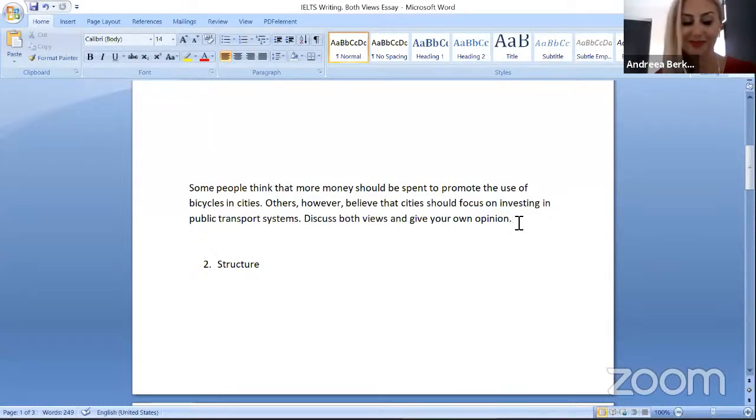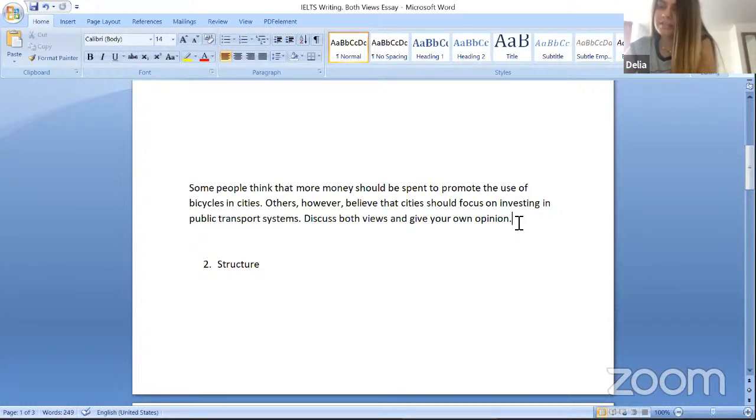Some people think that more money should be spent to promote the use of bicycles in cities. Others, however, believe that cities should focus on investing in public transport systems. Discuss both views and give your own opinion.